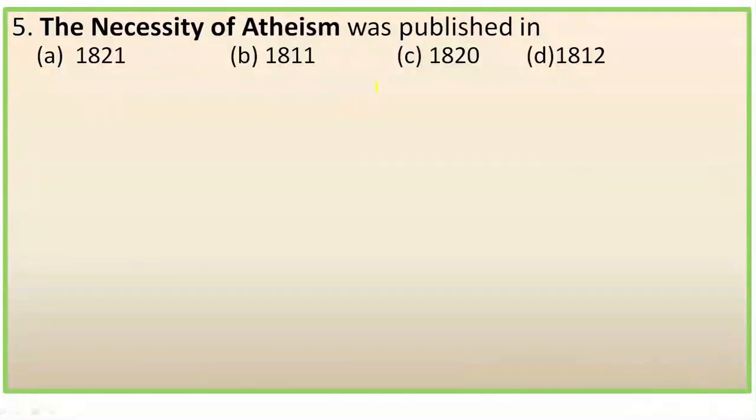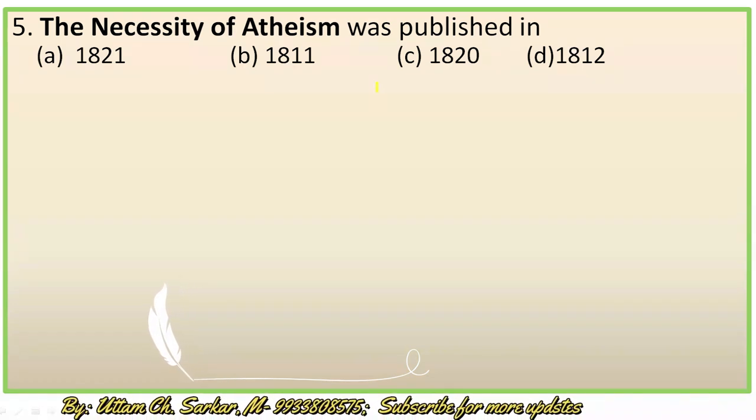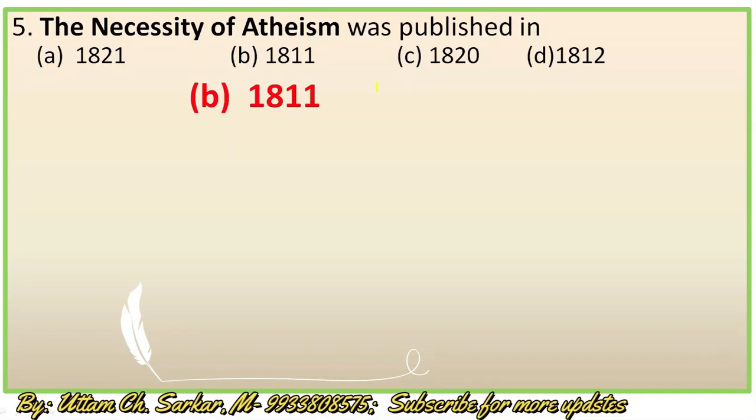Next, question number 5. The Necessity of Atheism was published in the: options are 1821, 1811, 1820, 1812. We know that Shelley's famous pamphlet, The Necessity of Atheism, was published in 1811, and due to this publication, Shelley was expelled from Oxford. So the right option is B, 1811.